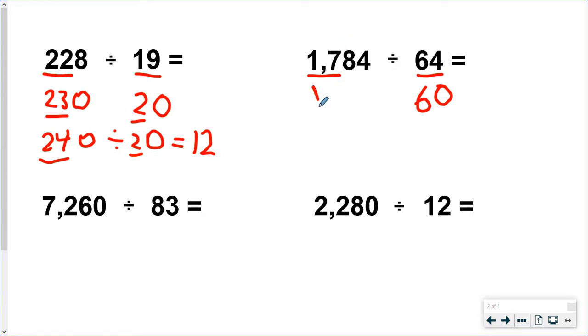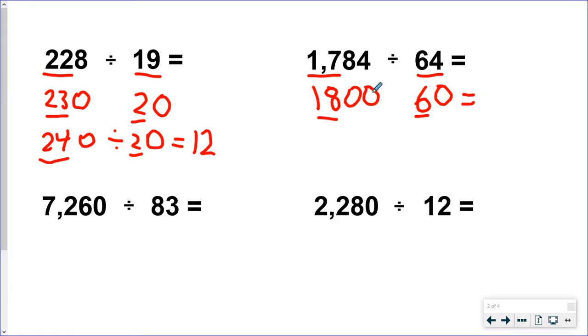So what I'm going to do right now is change this number here to 1,800. I'm changing the 17 to an 18. And then everything else behind it, this 8 and a 4, we're just going to automatically change those to zeros. Okay, kind of like over here, we changed the 22 to a 23, right? And then we just made the 8 a 0. So everything else behind it is going to automatically become zeros. Now, my new problem is 1,800 divided by 60.